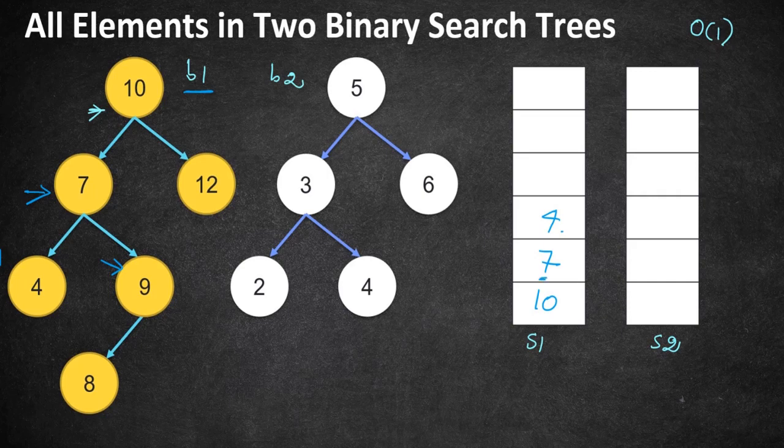So this is the position where 9 has to be. So we have to wait till our stack clears that position. So let's move on to our binary tree 2.